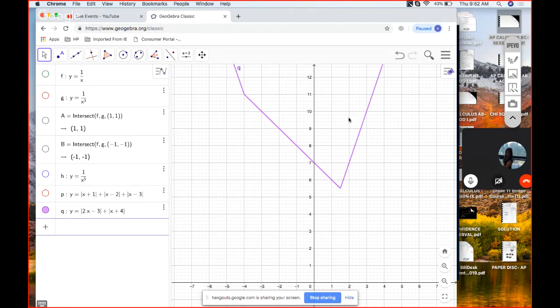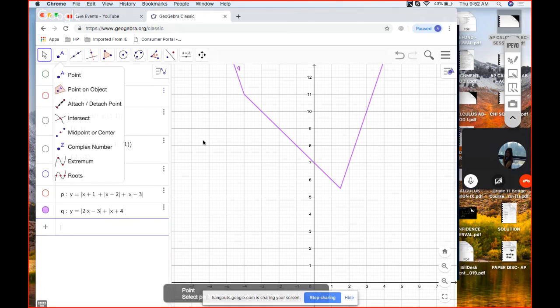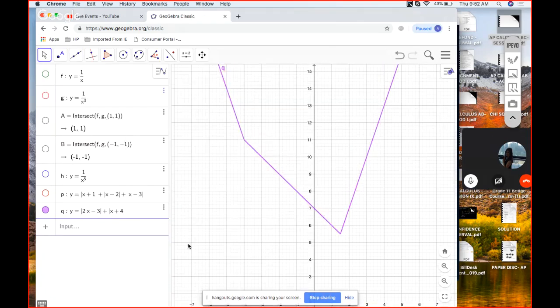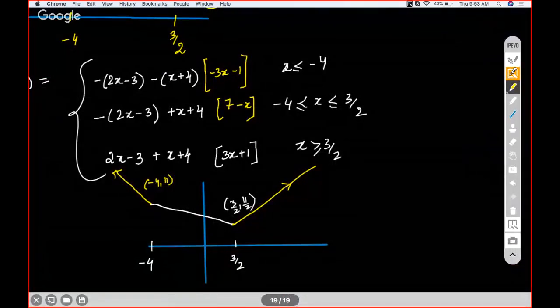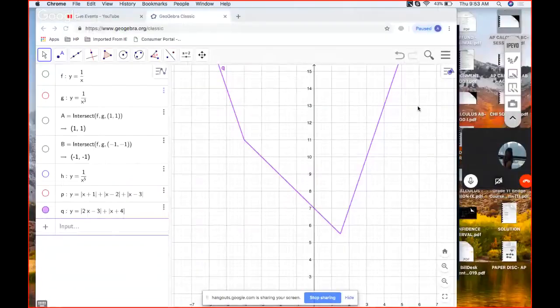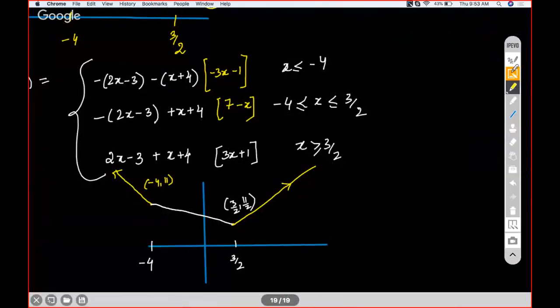See that? Okay. So this line is what we found as 3x minus 1. Yeah. This is 7 minus x. As you can see, the y-intercept is also 7. And this is finally 3x plus 1. Okay, fine.